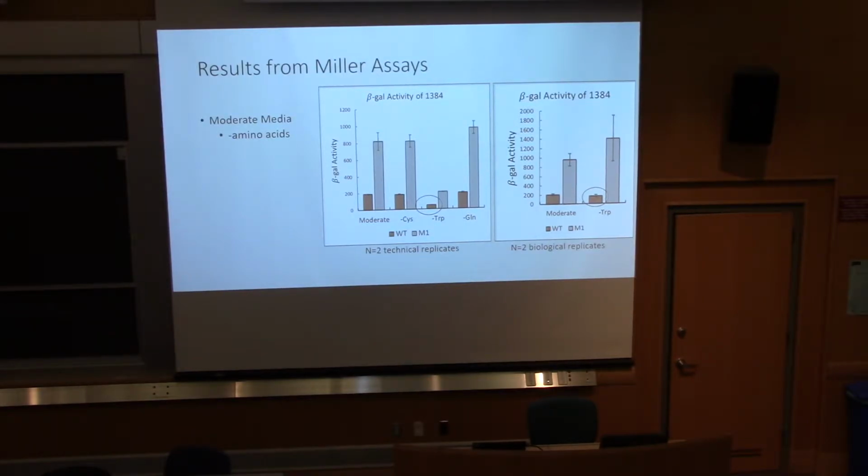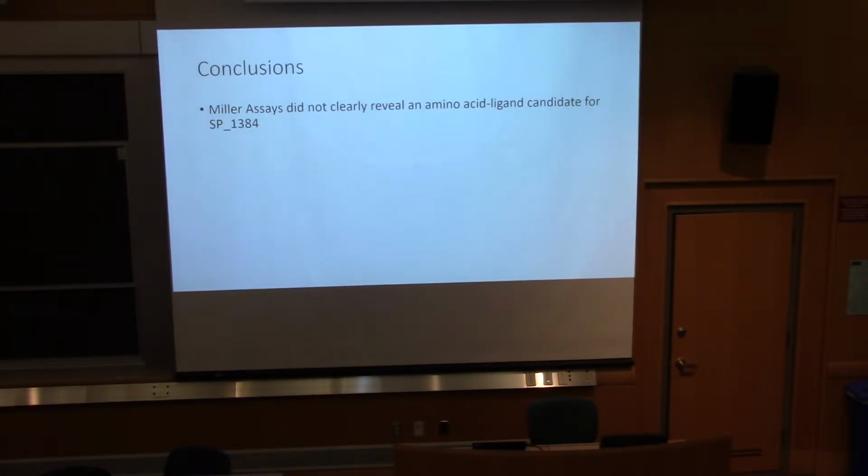Also important to note, I tested poor and moderate media with all the amino acid knockouts or increased amino acid conditions. So all 20 amino acids I tested, and no significant change in beta-gal activity was seen. So to conclude, my Miller assays did not clearly reveal an amino acid ligand candidate for SP1384.